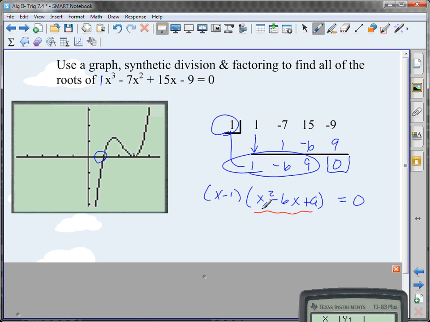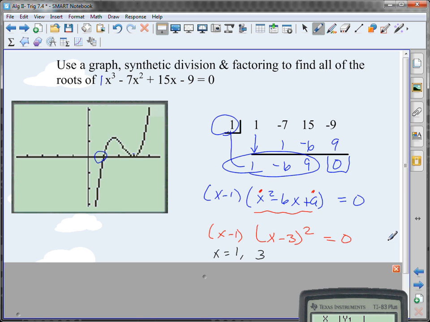Factoring this, can I take the square root of this? Can I take the square root of this? Is 2 times x times 3 this? So I have x minus 1, x minus 3 squared equals 0. So I have zeros, I already know, at 1 and 3. And that's it.